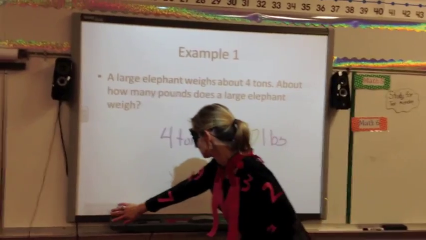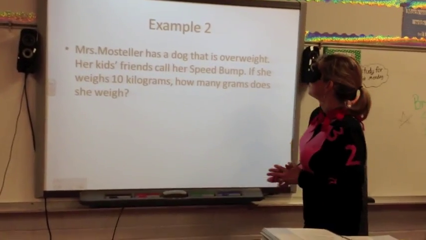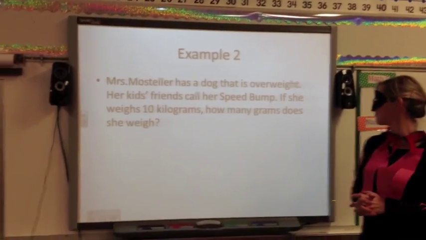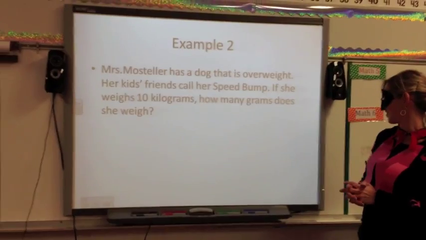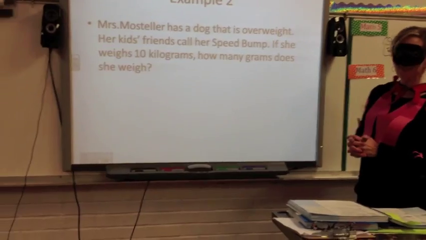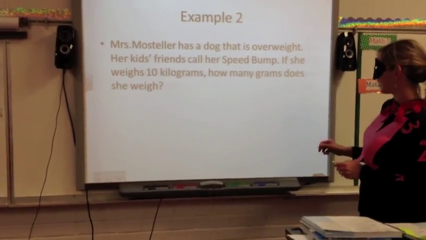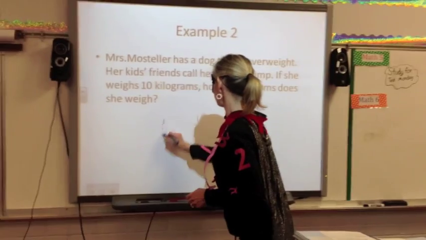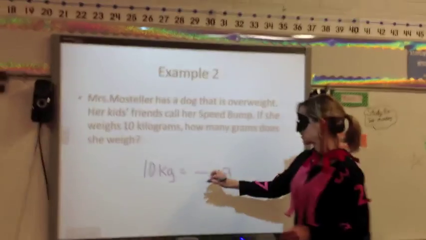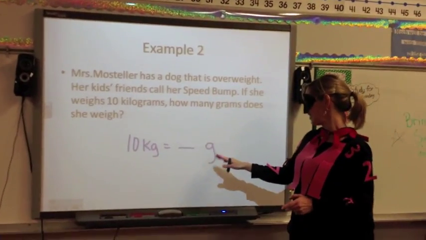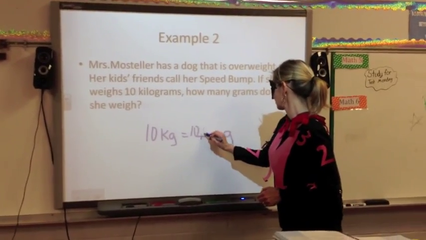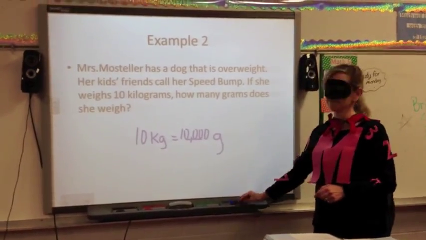Okay, let's try the next example. Mrs. Mosteller has a dog that is overweight. Her kids' friends call her Speed Bump. If she weighs 10 kilograms, how many grams does she weigh? Try it yourself for a minute. Now let's see. Speed Bump weighs 10 kilograms, and we want to know how many grams. We're going from a big unit to a small unit, and kilo means 1,000. So 10 times 1,000 is 10,000 grams.